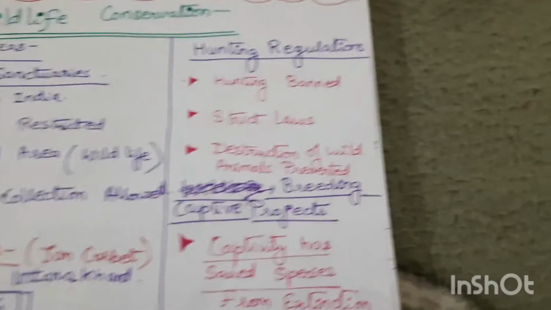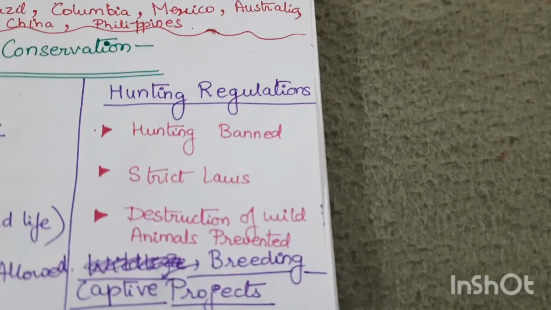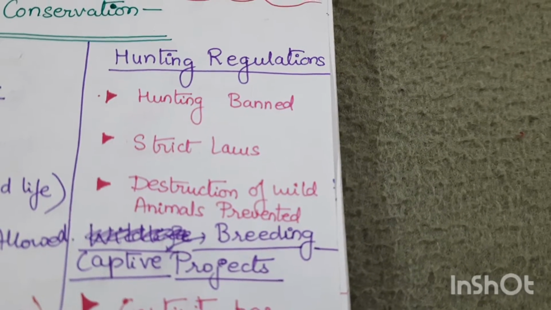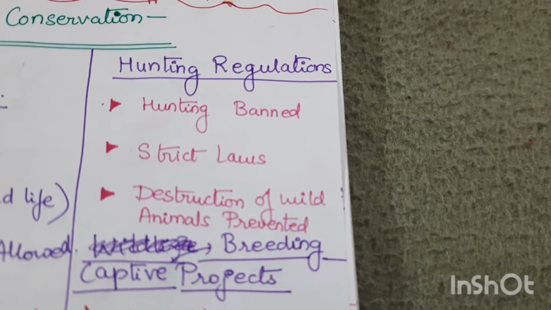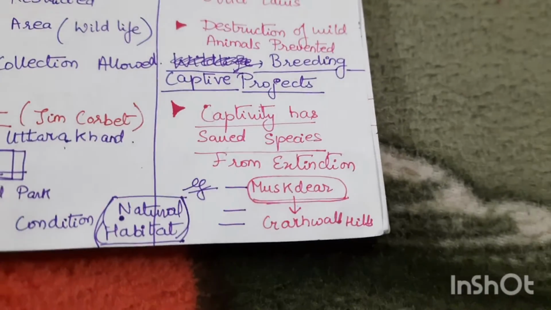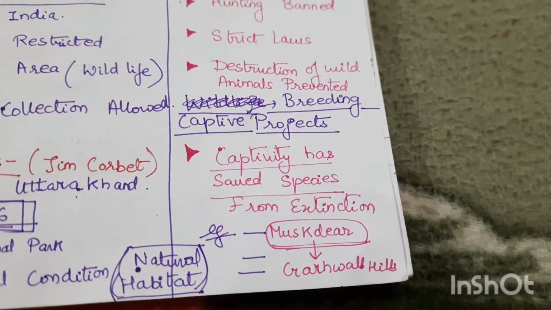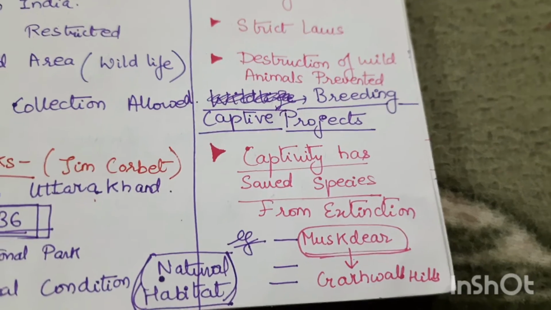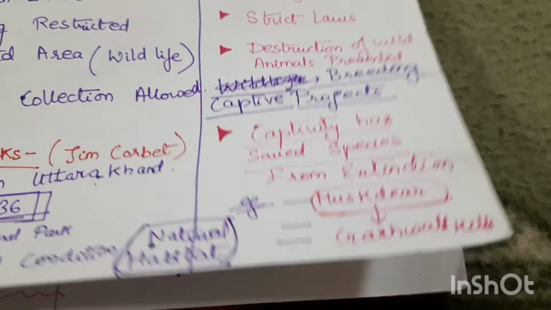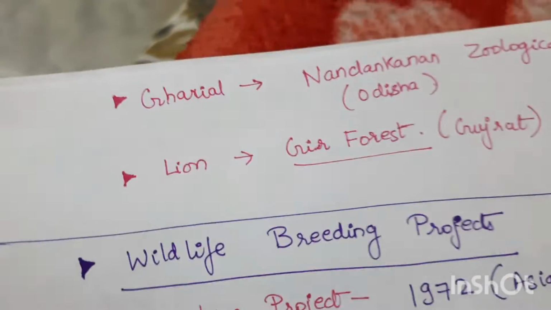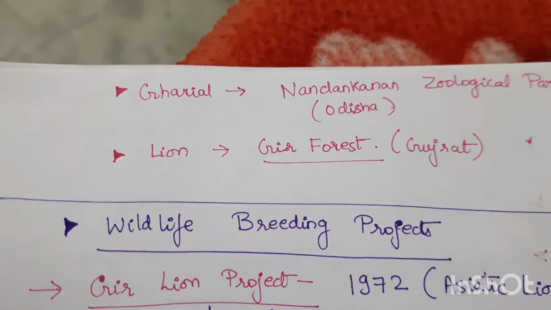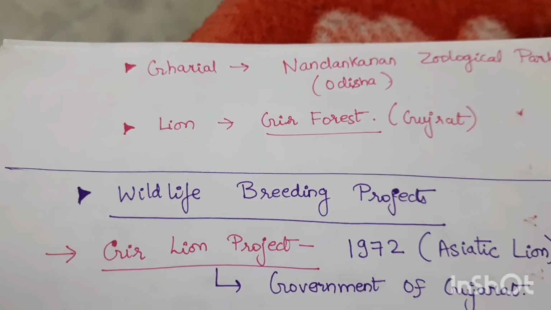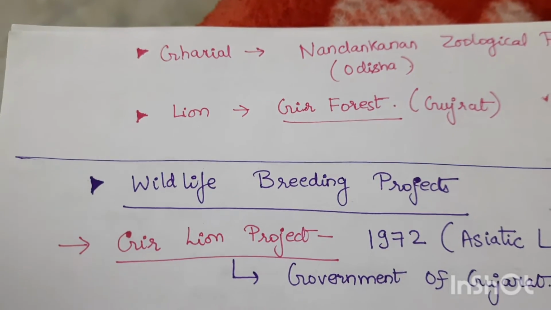Okay, conservation. Now is hunting regulation. In hunting regulation, there are strict laws. The hunting is banned and the destruction of wild animals is prevented. Next is the captive breeding project. Captivity has saved species from extinction. Example: musk deer of Garhwal's Hills, Ghadial at Nandan Kanan Zoological Park in Odisha, and the lion of Gir Forest, Gujarat. Okay, these are the captive breeding.